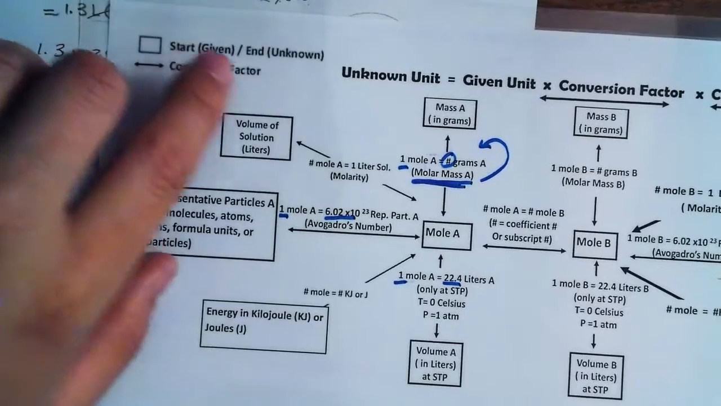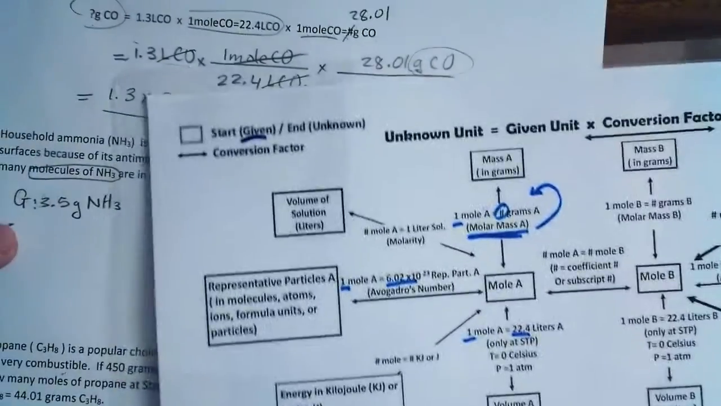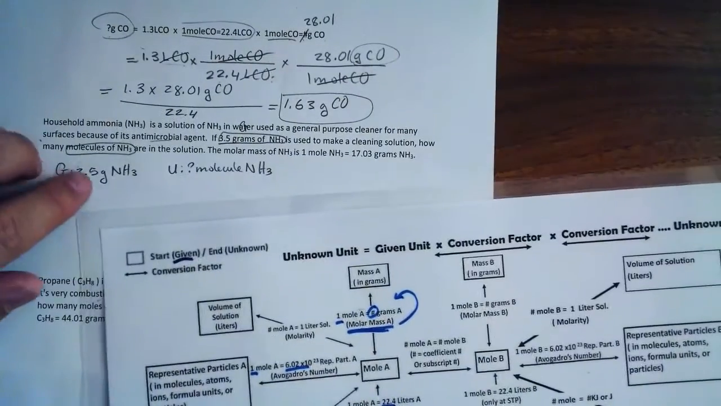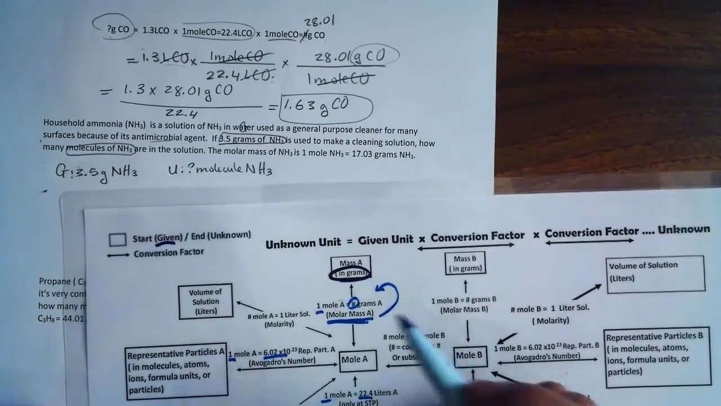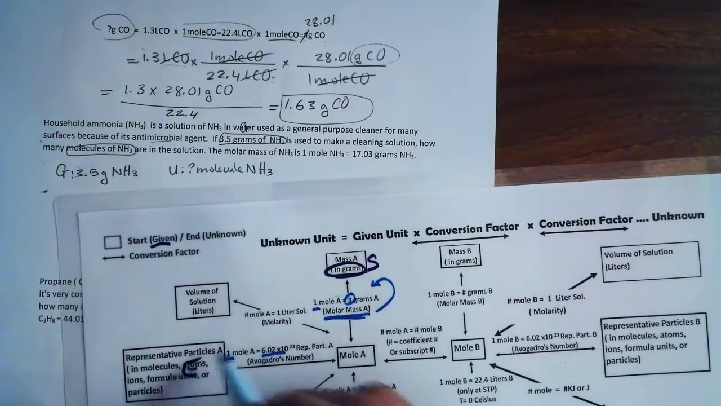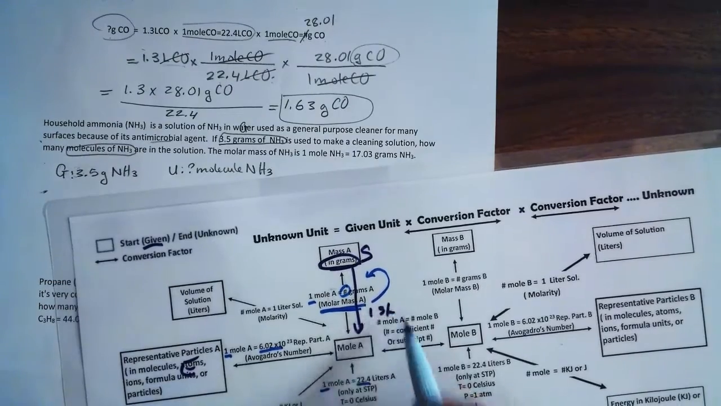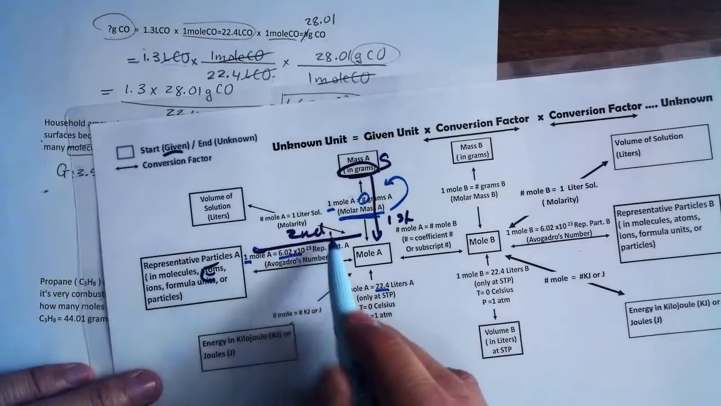Okay, so let's go back to our stoichiometry flowchart. Where do we always start? From our given. And where do we always end? At the unknown. So in this case, our given is 3.5 grams of ammonia, which is right here, and we end at molecules, which is right here. So we're going down. That's our first conversion factor. Then what's next? We need to go across. That is our second conversion factor.